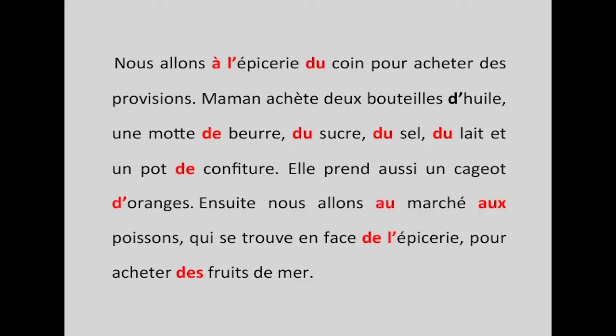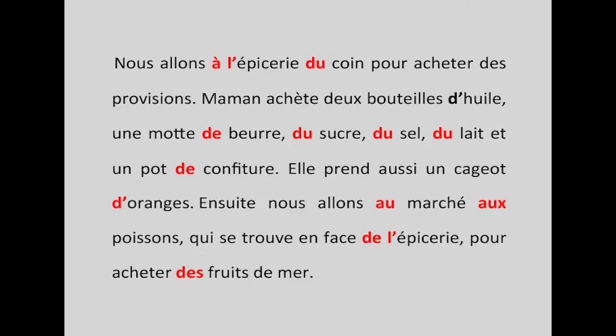In this third section of the lesson, we'll review what we learned today. The following text contains many contracted articles. I'm going to slowly read out the text so that you can understand how contracted articles are used in French. Nous allons à l'épicerie du coin pour acheter des provisions. Maman achète 2 bouteilles d'huile, une motte de beurre, du sucre, du sel, du lait et un pot de confiture. Elle prend aussi une caisse d'oranges. Ensuite, nous allons au marché aux poissons qui se trouve en face de l'épicerie pour acheter des fruits de mer.